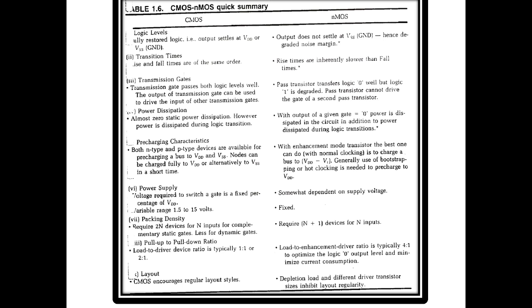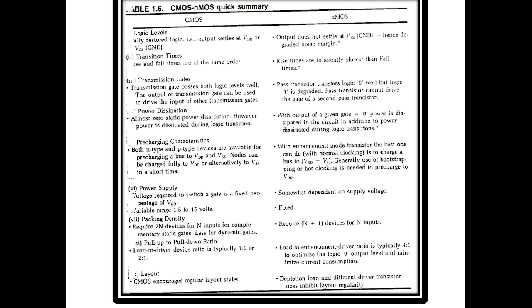Next the point is transition times. The rise and the fall times are of the same order in the CMOS, but in NMOS the rise times are inherently slower than the fall times. Next, coming to the transmission gates, the transmission gates pass both the logic levels well. The output of the transmission gate can also be used to drive the input of the other transmission gates. But here in NMOS, the pass transistor transfers logic 0 well, but logic 1 is degraded. But the pass transistor cannot drive the gate of the second pass transistor.